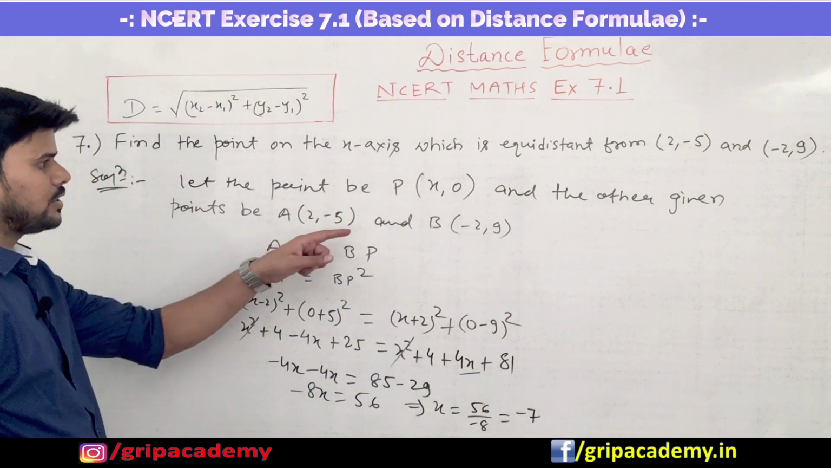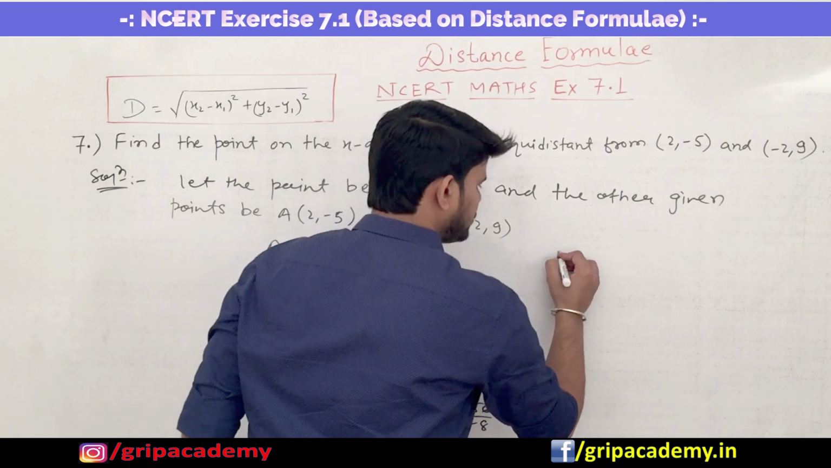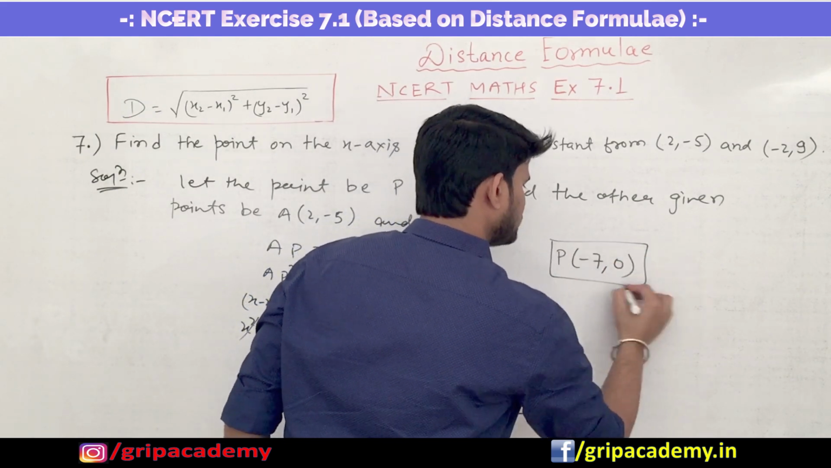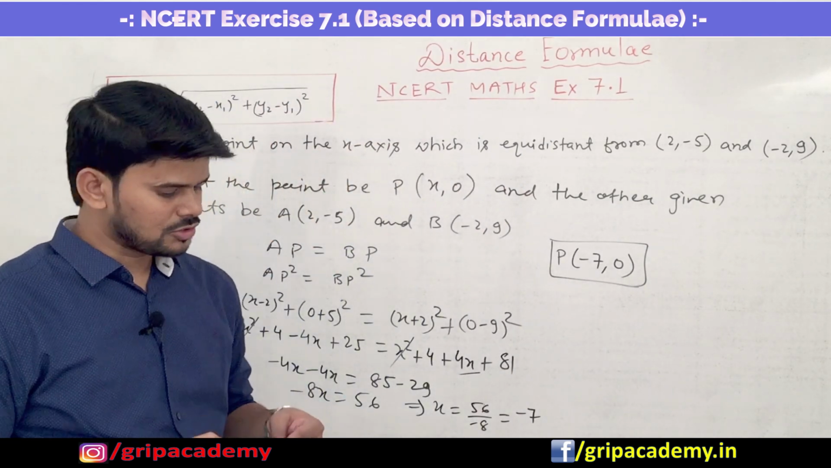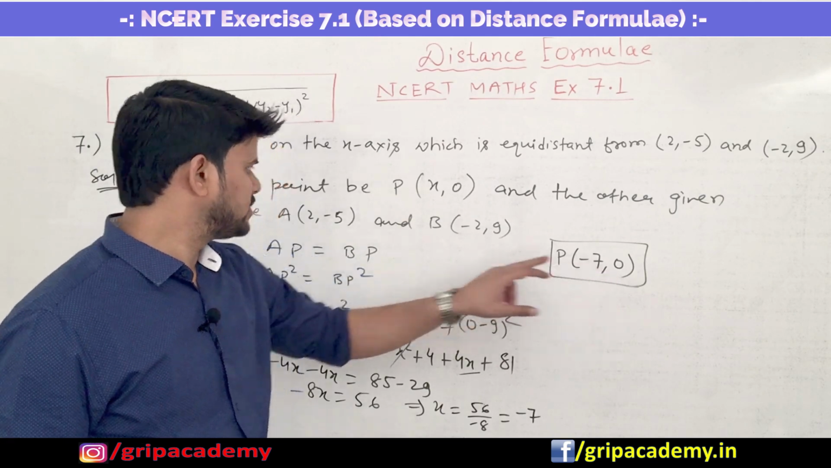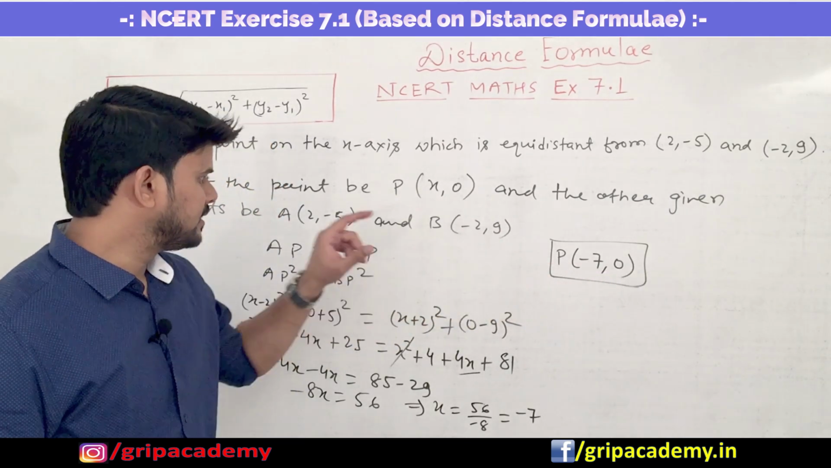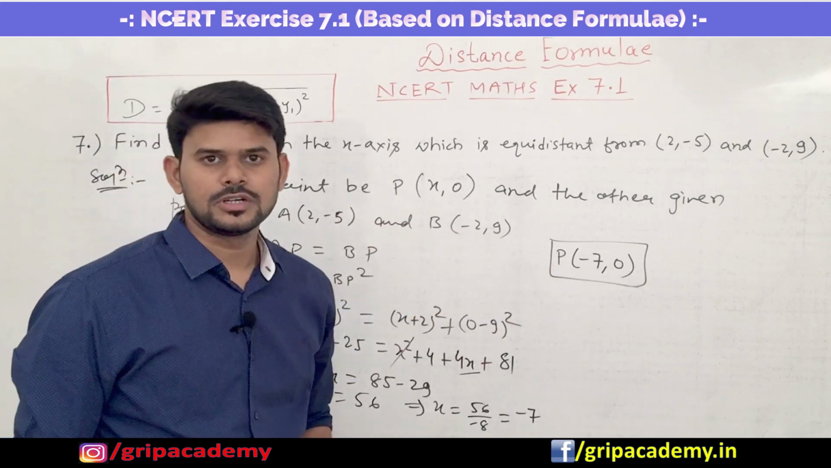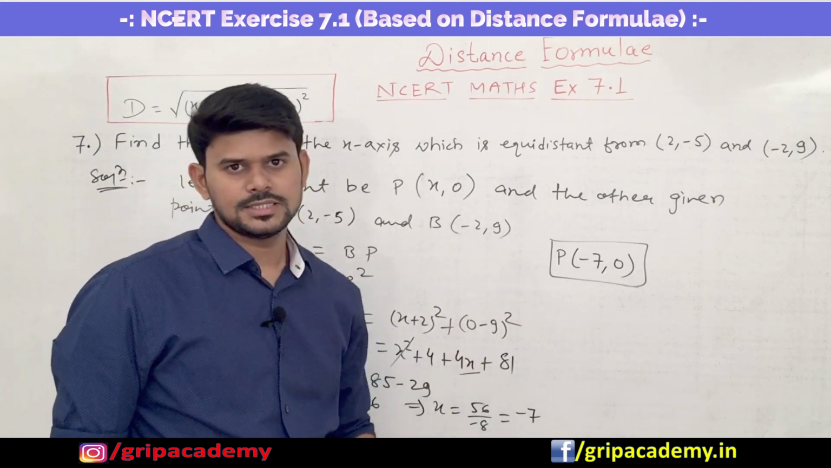So what are the coordinates of P? P is (-7, 0). This is our answer. If you want to cross check your answer, then take the coordinates of P as (-7, 0) and find AP, then find BP and check whether AP and BP are equal or not. If they are equal, it means your answer is correct.